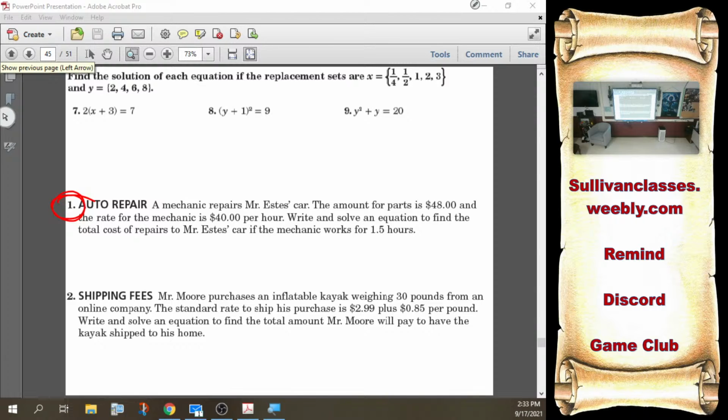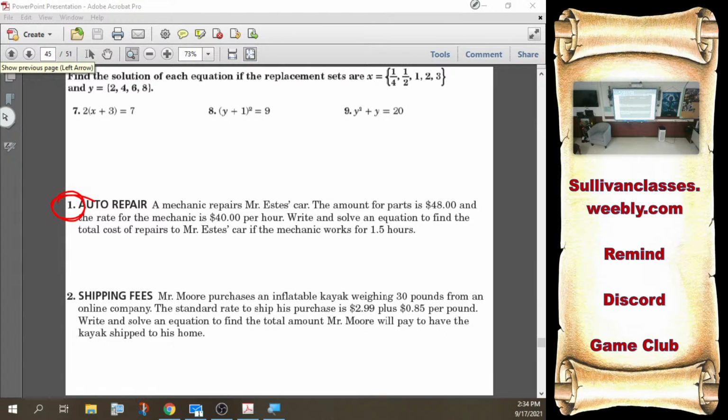40 times I don't know plus 48 is my total. How am I supposed to figure that out? It's what you did anyway. I'm going to take 40 times an unknown value and I'm going to add 48 to it. Exactly what you said. What you did is the equation. You don't know that until the next sentence. You're jumping the gun. Write and solve an equation to find the cost of the repairs.